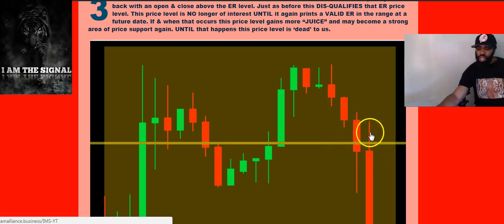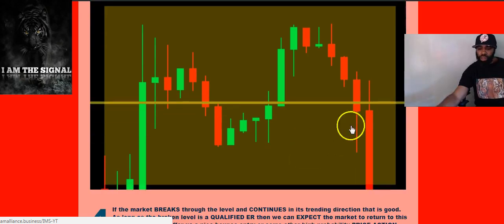Now, once it does it again, it might become a strong area of support again later on. But we don't know that yet. But in the immediate time, the price level is just totally disqualified as pertinent. All right? Price might still stall over there and everything, right? But we don't look at it as closely until it's qualified again. All right?